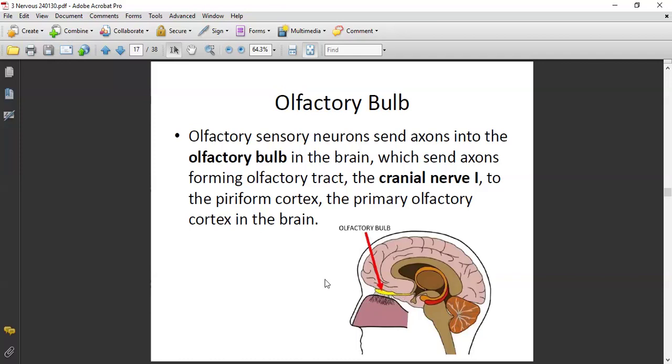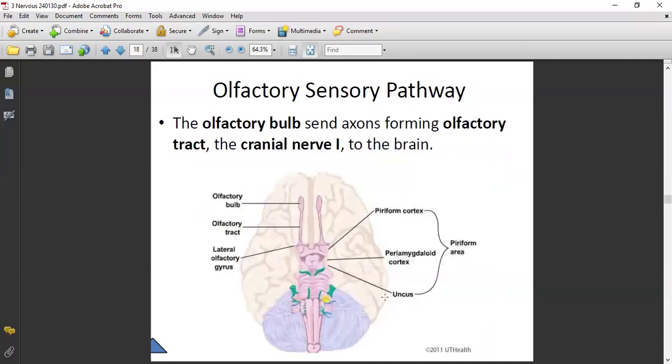So we talked about the somatic sensory, we talked about the olfactory sensory, and let's take a break, and then we will talk about the other sensory nervous systems.